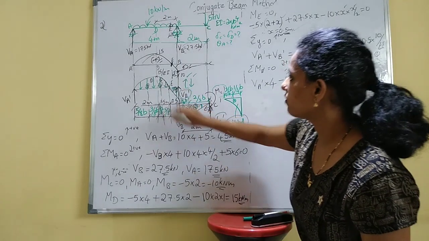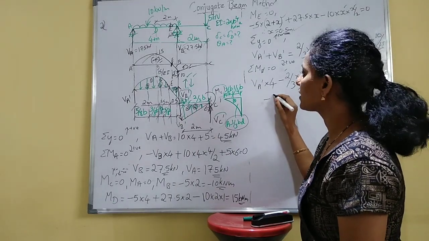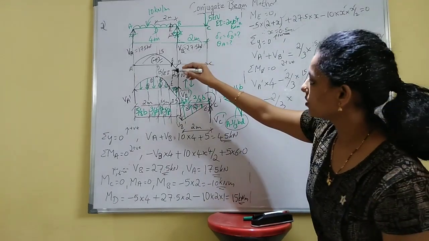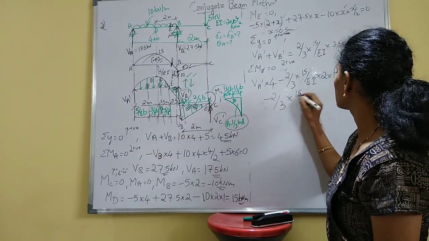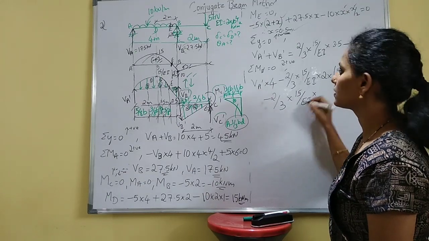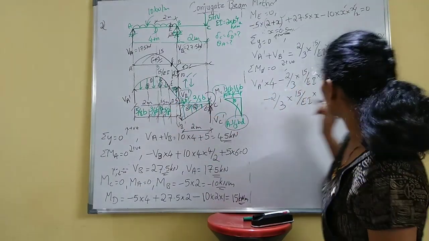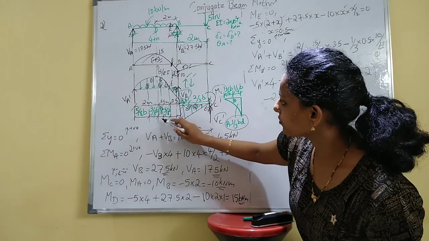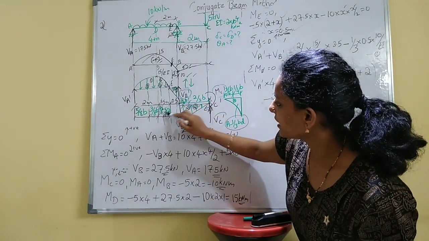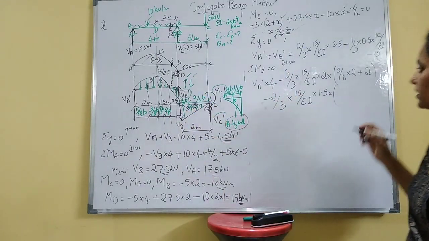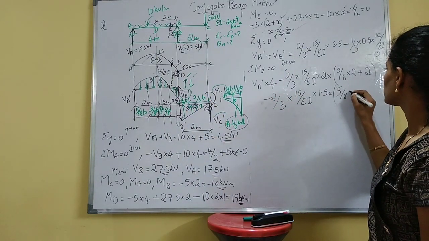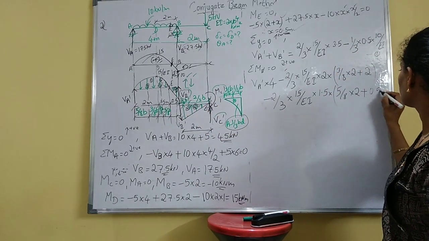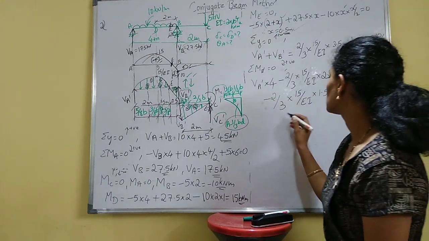Next, this small one, second region, so you have again it is minus 2/3 of 15 by EI into this distance is 1.5 meter, so 1.5 into, and for this 1.5 you have, here it is 3/8, for nearer to B dash is 5/8, so 5/8 into 2 plus small distance, that is 0.5, you have to consider up to B dash.